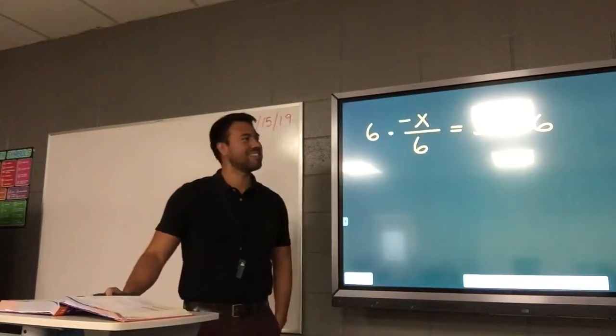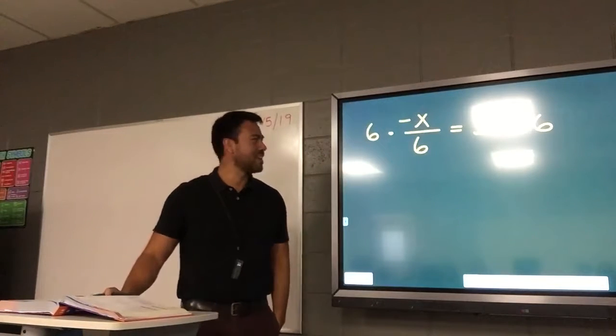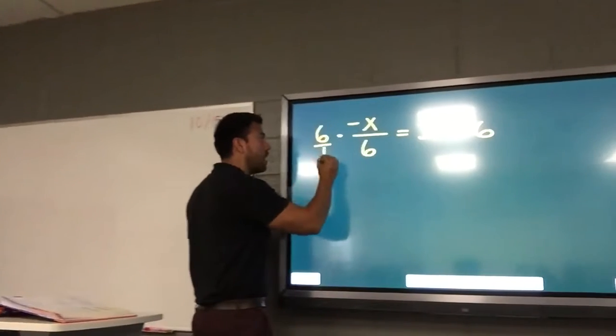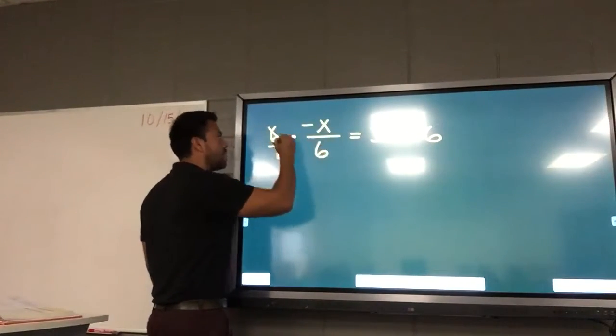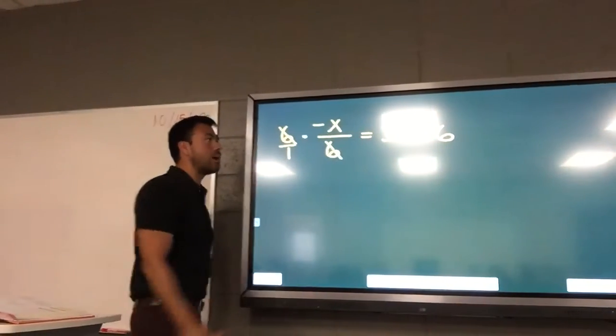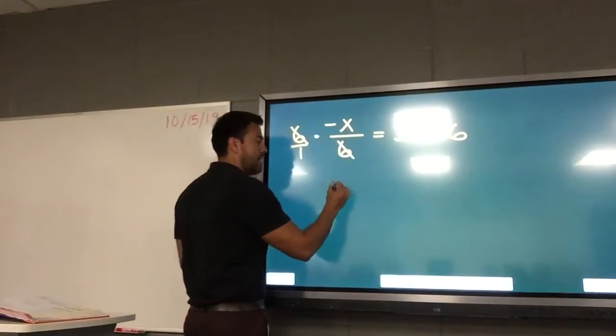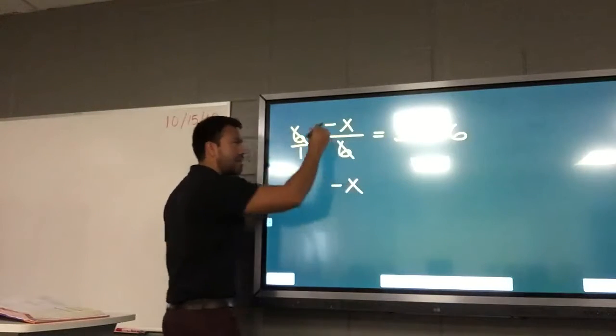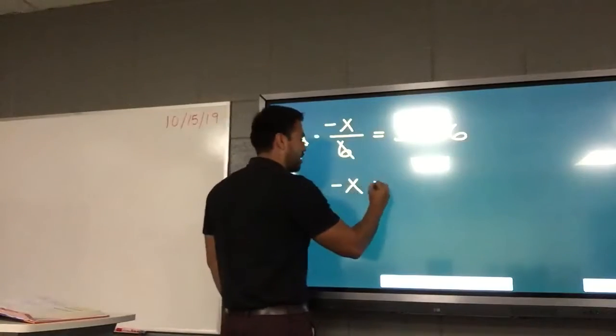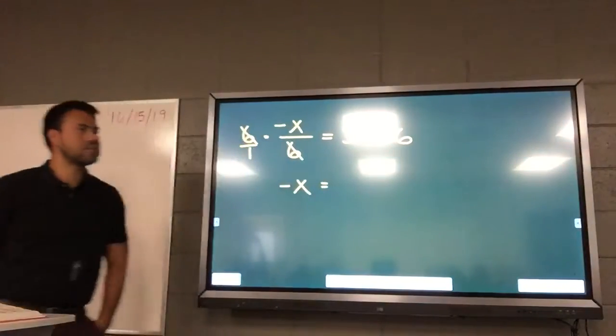Okay, I don't know if that makes sense. Okay, anyway. What's 6 over 1 times negative x over 6? Well, what happens to the 6s? They cancel out, but I'm still left with what? Negative x. The negative x didn't go away. Okay, what's 37 times 6?